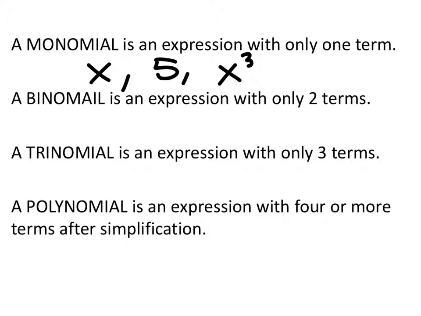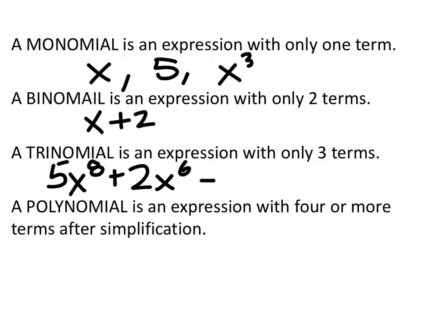Binomial is 2 terms, something like x plus 2. Again, we could look at exponents as well, which we will eventually. Trinomials usually have 3 terms. Doesn't matter what the exponents are right now. 5x to the 8th plus 2x to the 6th minus x. 3 terms constitutes a trinomial, and then a polynomial just has 4 or more, technically speaking. Okay. In general, we could just refer to any of these as polynomials and would be good to go, though. So, minor technicalities on these.